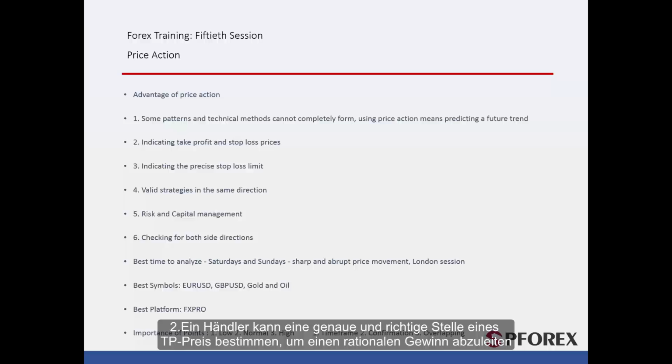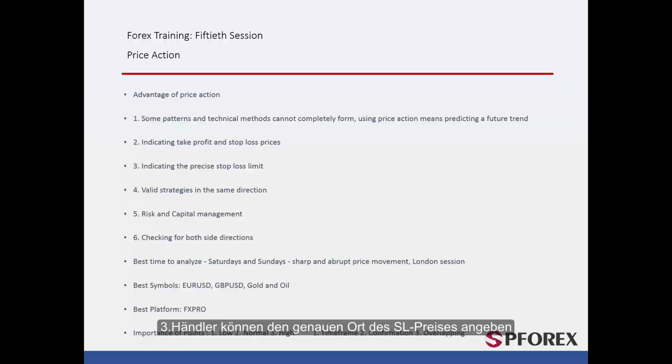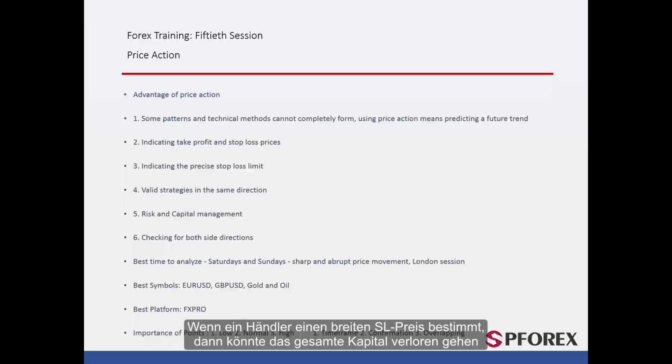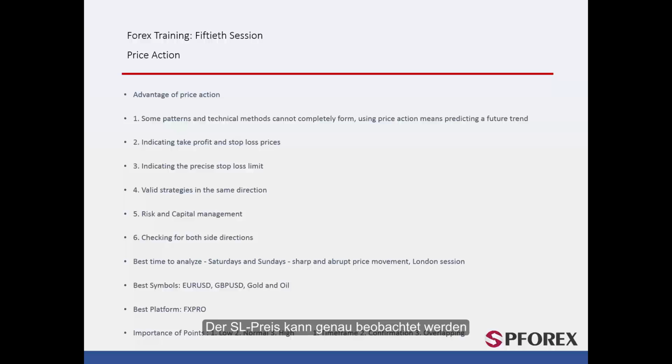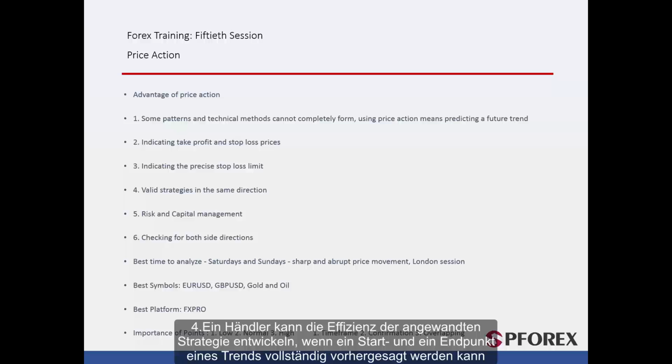Secondly, a trader can determine the accurate and correct place of the TP price to derive a rational profit. Thirdly, a trader can specify the exact place of the SL price. If a trader determines a wide SL, then it might perish all of the capital. If a short SL price is selected, price may reverse its direction towards the desired TP price after it touches the SL price, so the order is closed with a loss. The SL price can be spotted precisely. Fourthly, a trader can develop the efficiency of the applied strategy if the start and end points of a trend can be predicted thoroughly.